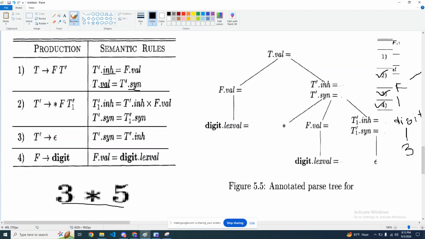T dot val is only for the non-terminal t, right? We also have another non-terminal, which is t prime. Those are different. t is one non-terminal and t prime is another non-terminal. For t, if you look at the semantic rules, we only have one attribute, which is value. But for t prime, we have two attributes, which is inherited here, and if you look here, we have another one, which is synthesized. Is this part clear? Any more questions?